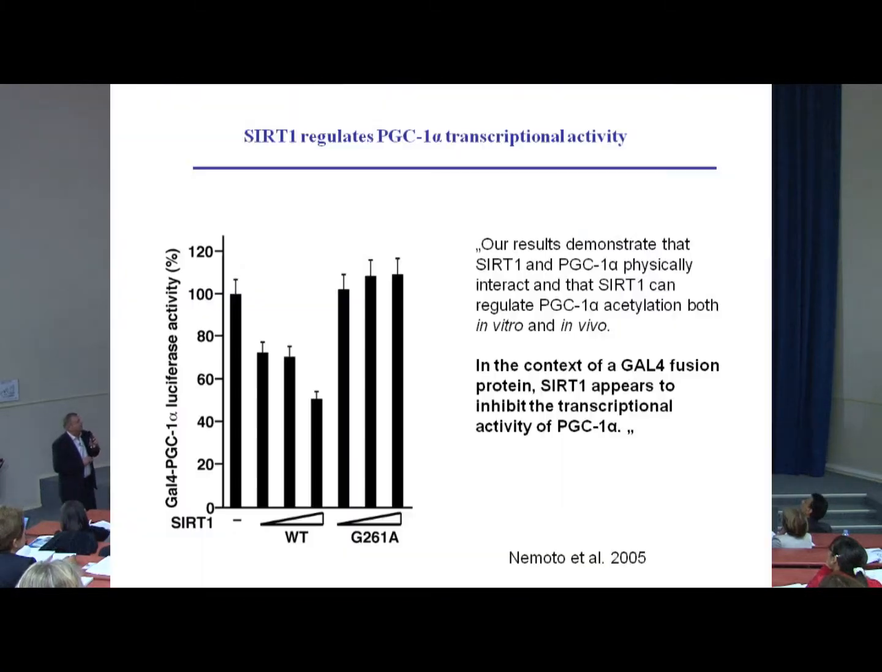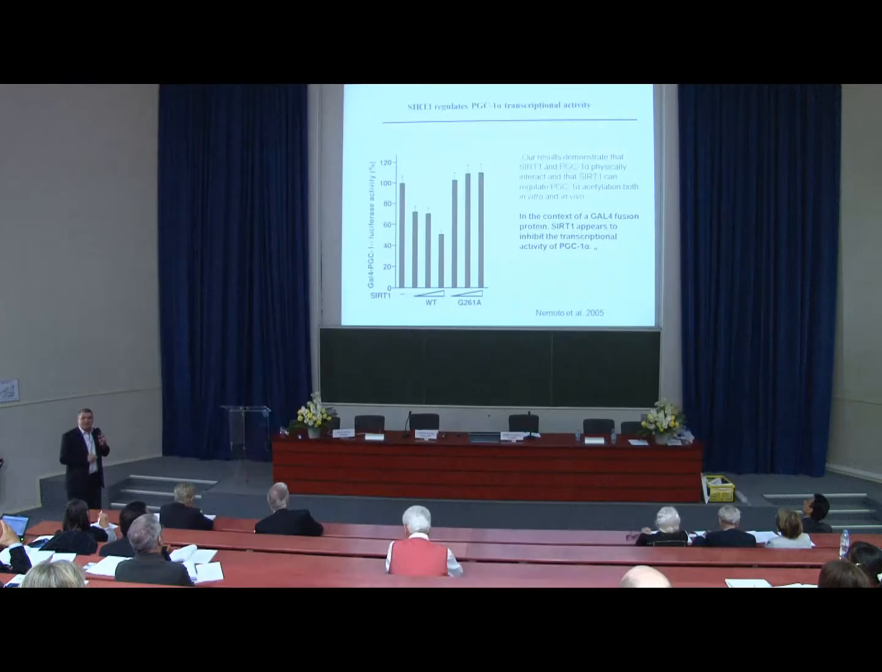On the other hand, if you carefully read the paper of Nemoto and his co-workers published in JBC, I will just cite the first two sentences of the discussion. Our results demonstrate that sirtuin and PGC1 alpha physically interact, and that sirtuin can regulate PGC1 alpha acetylation both in vitro and in vivo. This is fine so far. In the context of the KLF4 fusion protein, sirtuin appears to inhibit the transcriptional activity of PGC1 alpha. So this is completely opposite to what we have seen in the former paper.